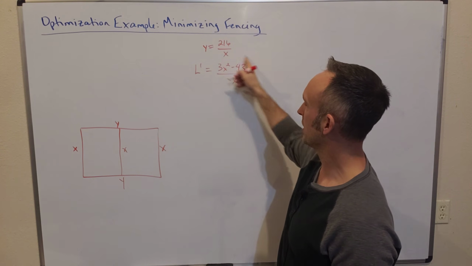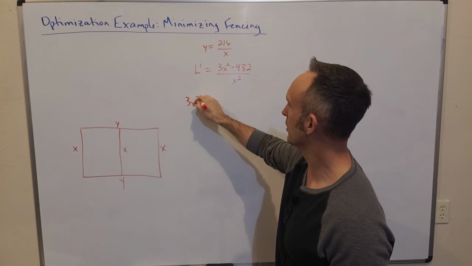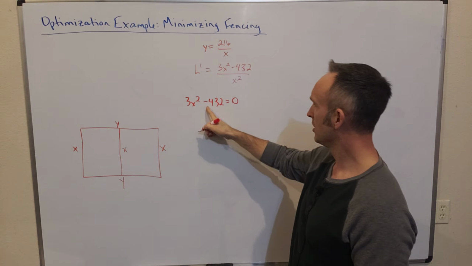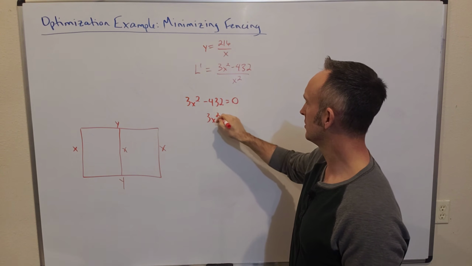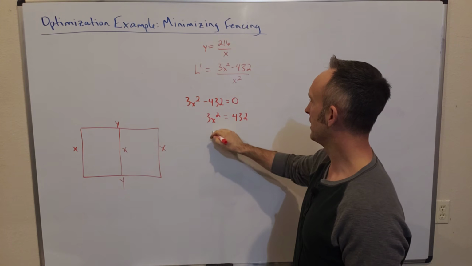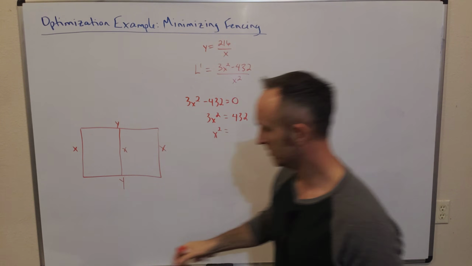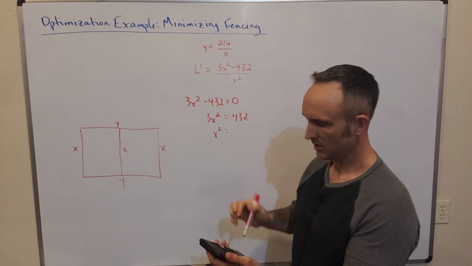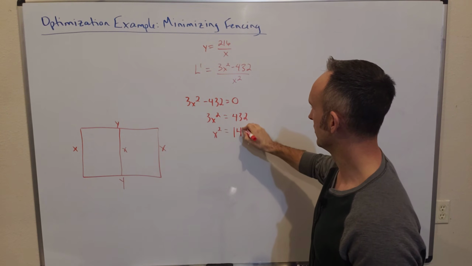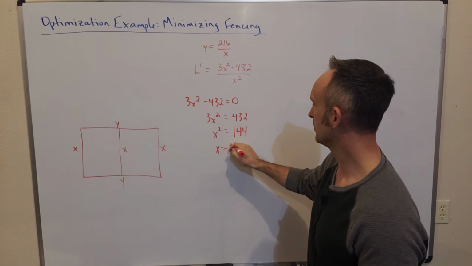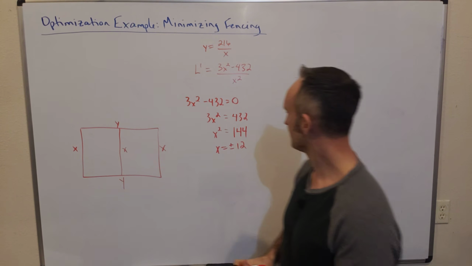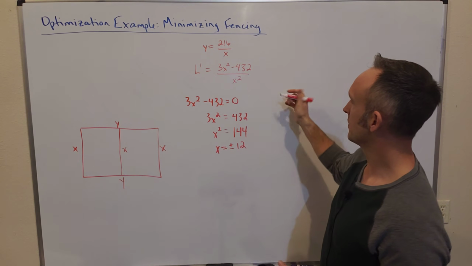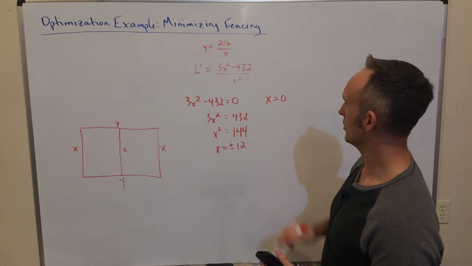I need to figure out when L prime is 0. In other words, I need to figure out where the numerator equals 0. So I'll add 432. I'll divide by 3. Let's see, 432 divided by 3 is 144. Oh, this is working out nicely. So x equals plus or minus 12, okay? So those are going to be critical numbers in this problem. The other critical numbers come from the denominator equaling 0.